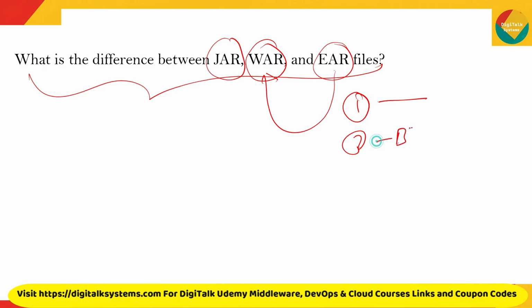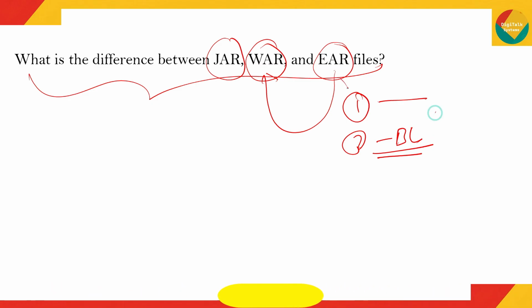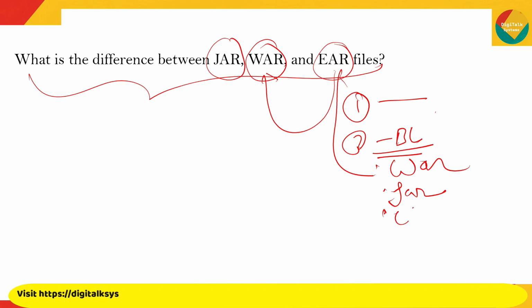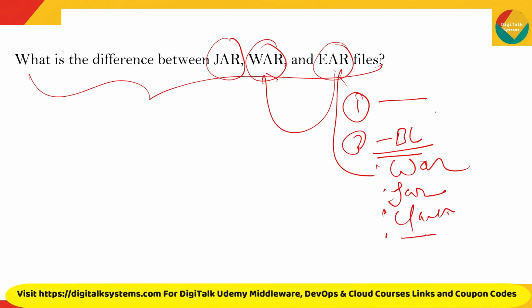And second, it contains the business logic as well. So multiple files, multiple codes are there. Like in the EAR file, you will see the WAR file. You will see multiple JAR files, multiple class files, and there are multiple other files as well, right? So this is again an important question from the interview perspective.